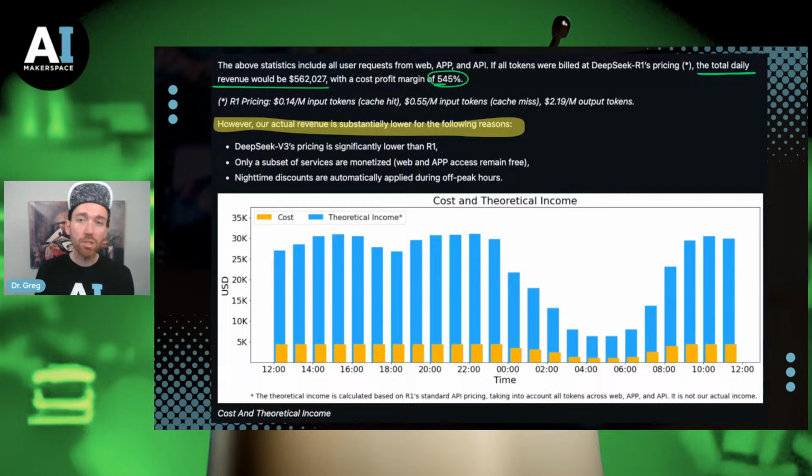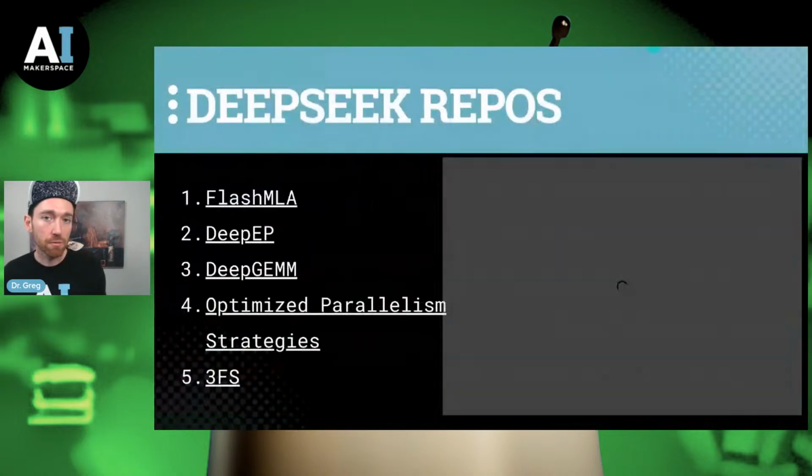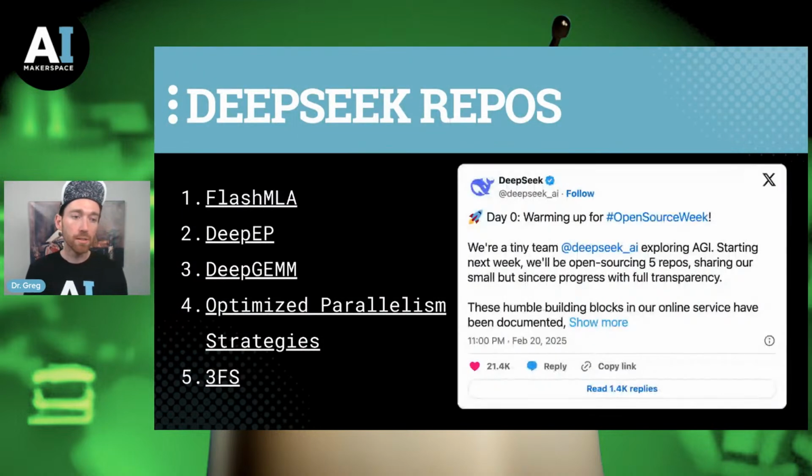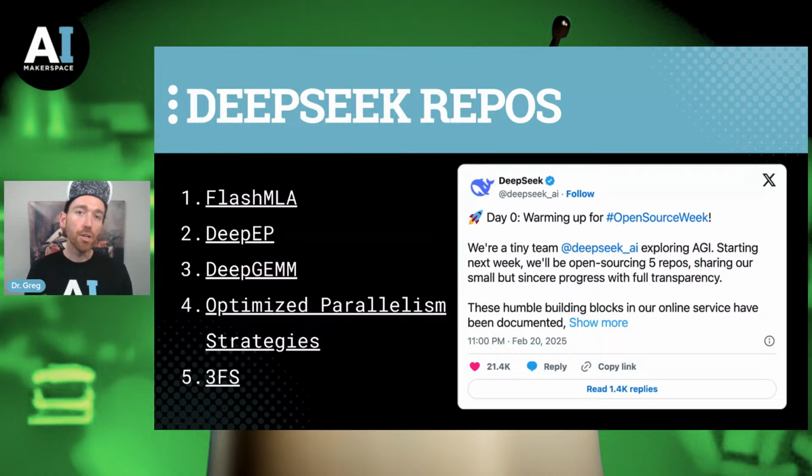And since we just talked about load balancing, I just want to go ahead and go directly into showing you guys the releases from the week. There were 5 days of releases. There was day 1, FlashMLA, day 2, Deep EP, day 3, Deep Gem, day 4, different optimized parallelism strategies, and day 5, 3FS. Knowing what we know now, I think we can dig into these quickly and efficiently in a performant way, let's say.